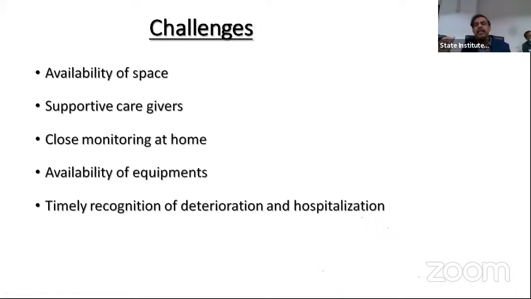So there are certain challenges you may face with home-isolated patients. One is availability of space. That's important. You may not get a separate toilet everywhere. Secondly, a supportive caregiver. The caregiver may be elderly, having comorbid conditions, and not in proper health to take care of the patient. Close monitoring at home may sometimes be an issue. Availability of equipment, I mean a pulse oximeter. And timely recognition of deterioration and hospitalization.